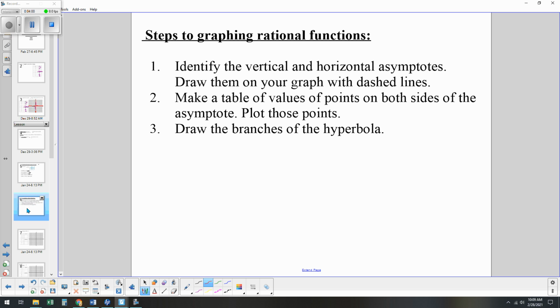So for each of these problems, we're going to identify our vertical and horizontal asymptotes, and we'll draw them on our graph with some dashed lines. We'll make a table of values of points on both sides of the asymptote. We'll plot those points, and then we'll draw the two branches of the hyperbola.